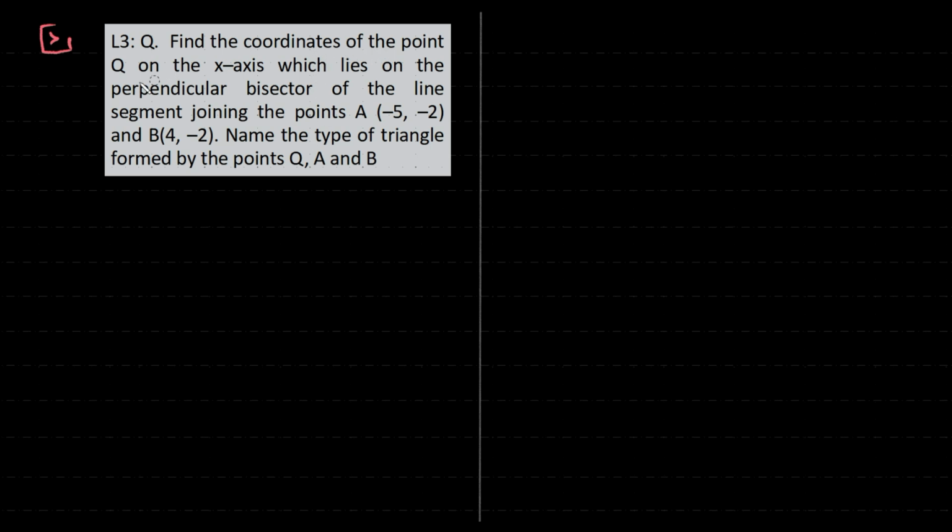Find the coordinate of the point Q on the x-axis which lies on the perpendicular bisector of the line segment joining point A and B. Name the type of triangle formed by the points Q, A and B.